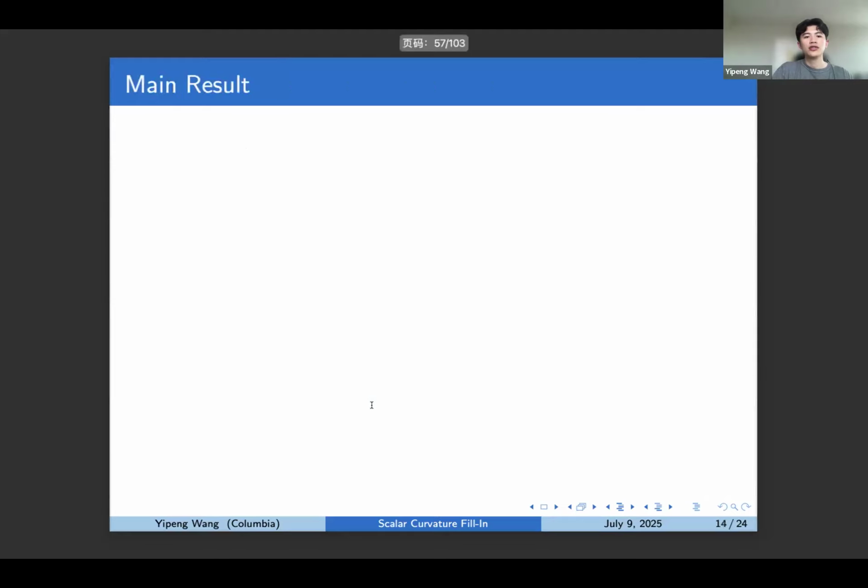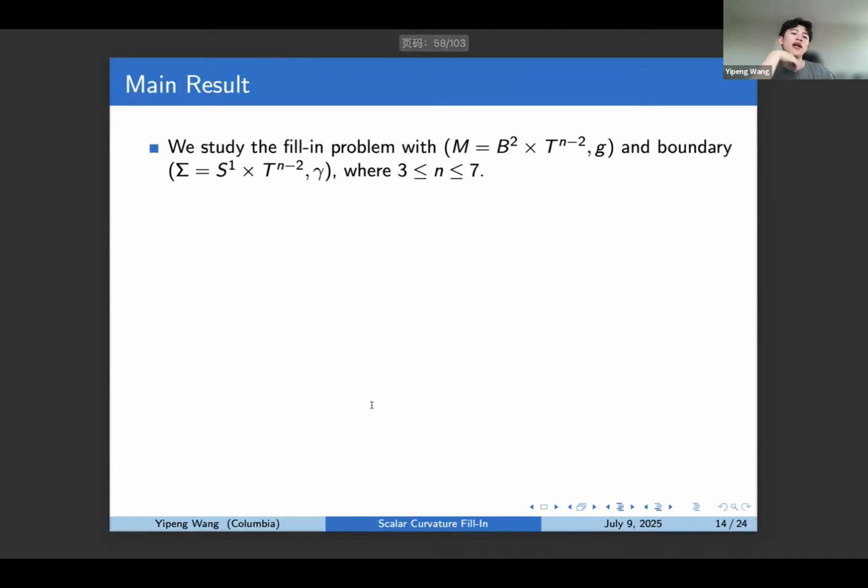Okay. So now I would like to talk about the main result. I would just try to explain. It's still in this asymptotically hyperbolic context, but then instead of looking at the sphere, we look at a different model, which is a torus. So that's sort of like the next simpler case that you can try to think about.